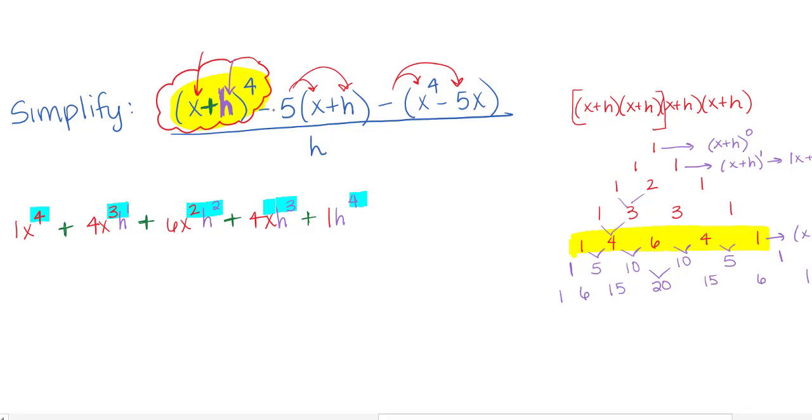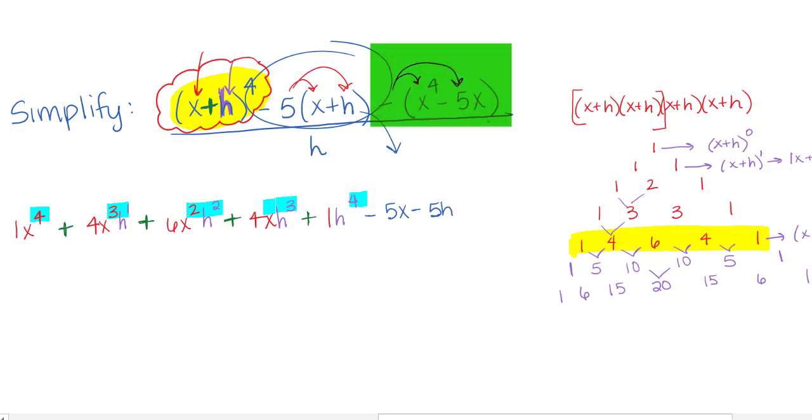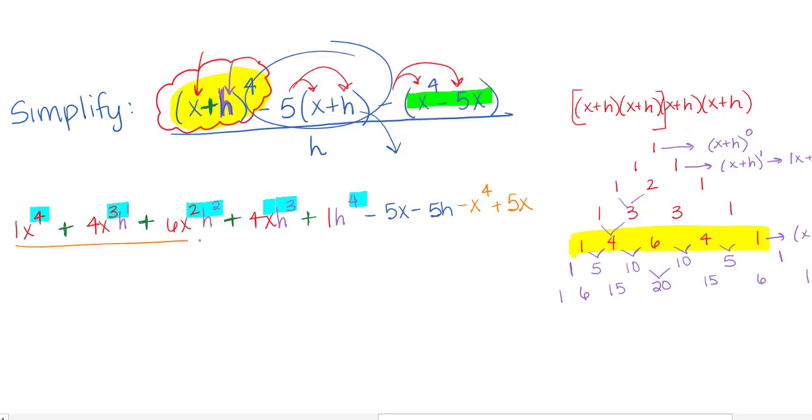Then I will distribute the negative 5, so now I'm on that part. Negative 5x, negative 5h, and then I'll distribute the negative to this last green part. So that will be negative x to the 4th plus 5x. This is all over h.